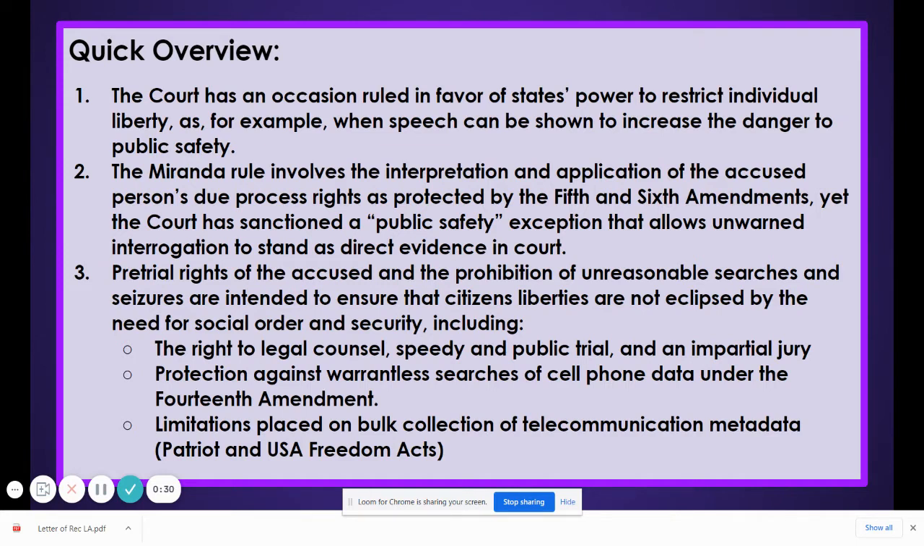Okay, so we've seen this, right? When speech can show an increase to the danger of public safety, it can be limited. So just keep in mind that this is important: the states can restrict individual liberties in some cases.